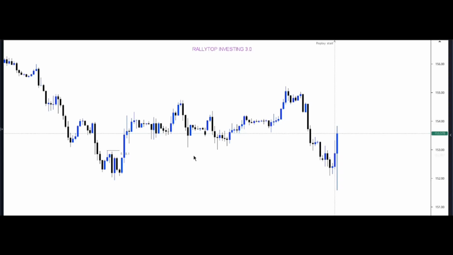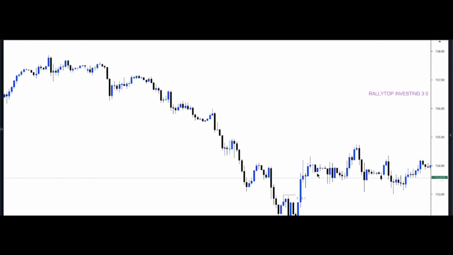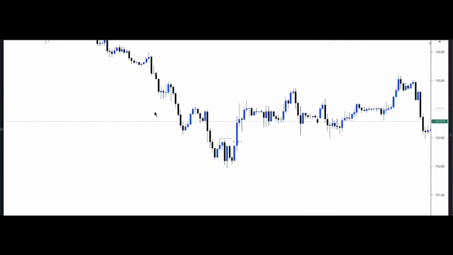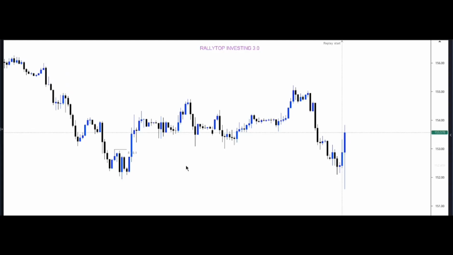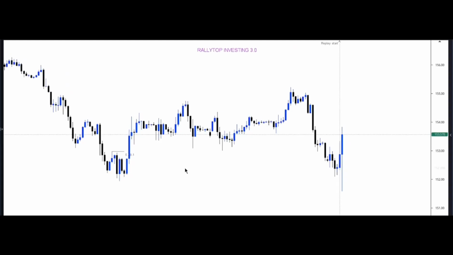But first of all, take a look at this chart. We are pretty much bearish. So price is breaking the lows and maintaining the highs, which is a strong characteristic of a bearish structure.